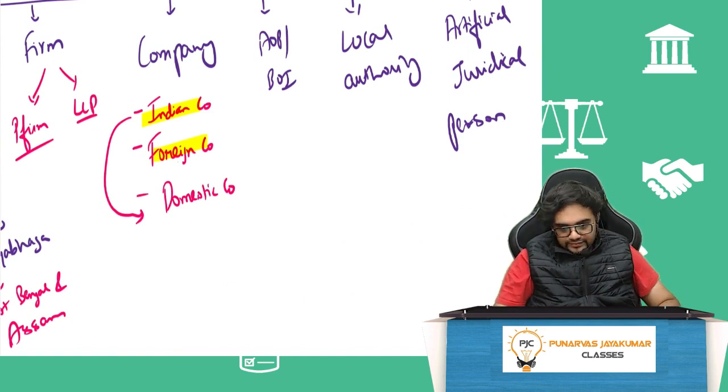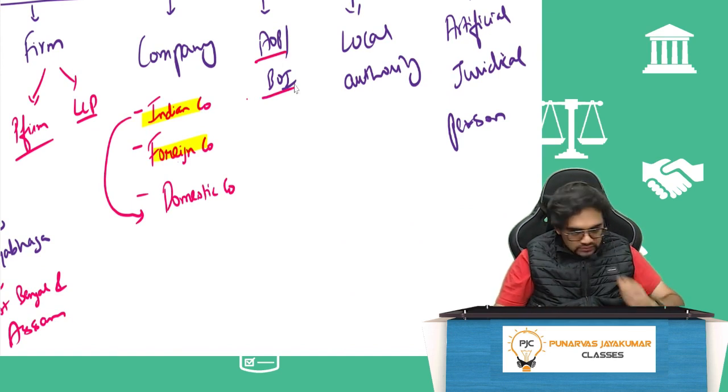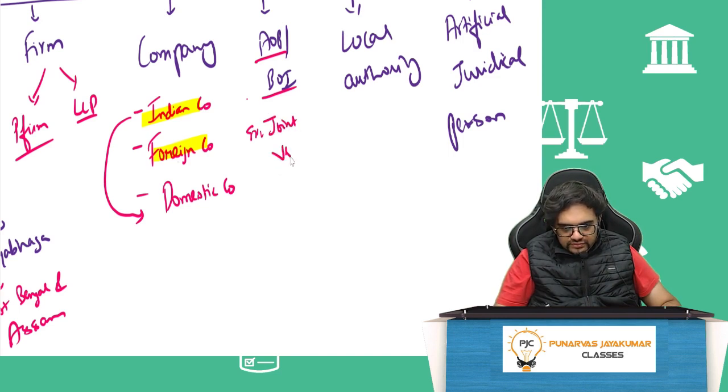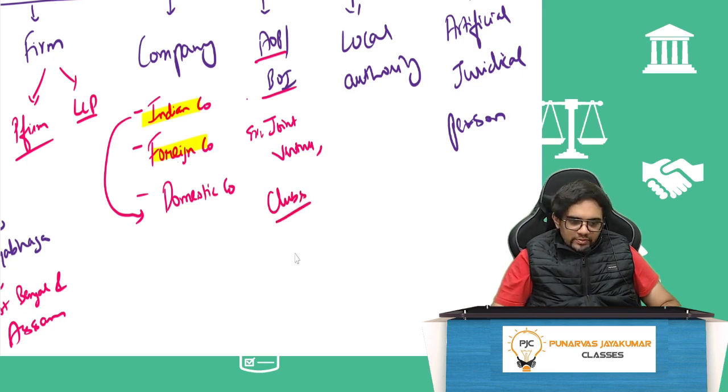AOP, BOI. Association of persons, body of individuals means what? Example, you have a joint venture, you have clubs. This is all AOP. Then for body of individuals, as the name itself suggests, it is only a group of individuals.